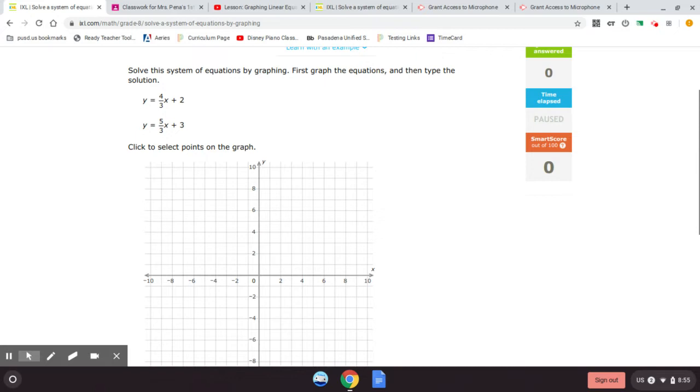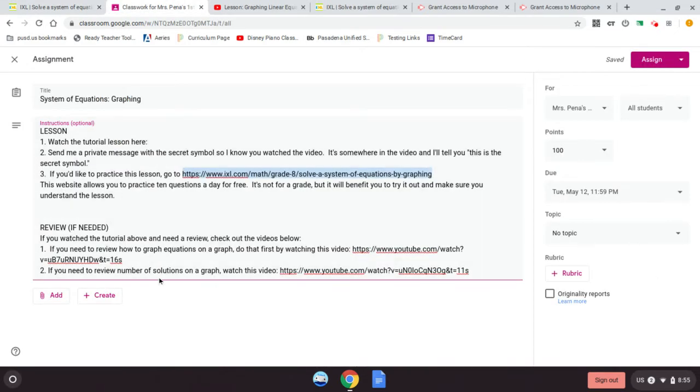So the first thing with finding a solution on a graph. If you are having trouble and you don't remember how you know if it has one solution, no solutions, or infinitely many, on your Google assignment I did link it, so it says review if needed. I did put the video where I taught you that. So if you need to go back and watch that to refresh your memory, you can. I'm going to assume that you know it for this tutorial video, but I did link it in case you need to spend time reviewing.